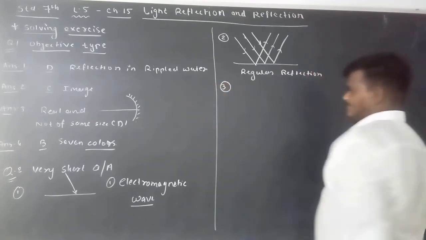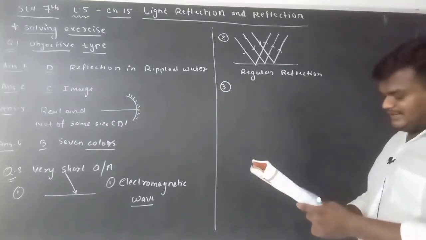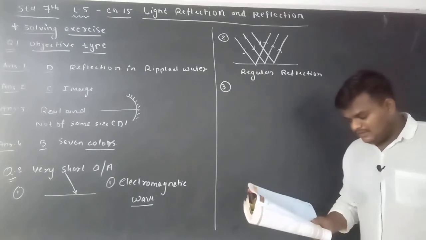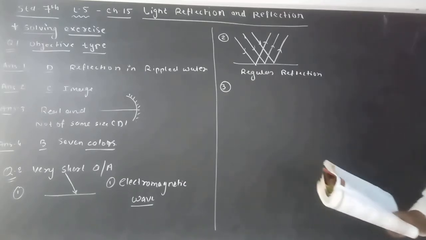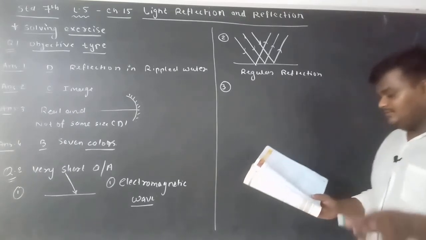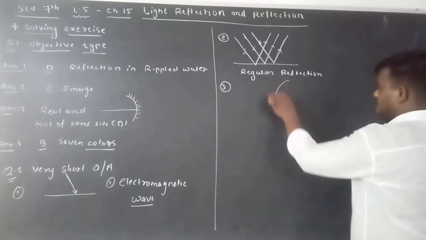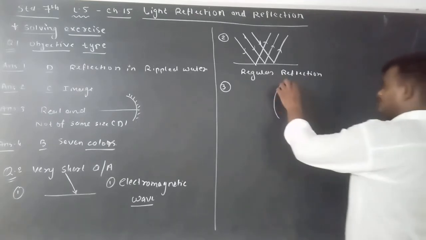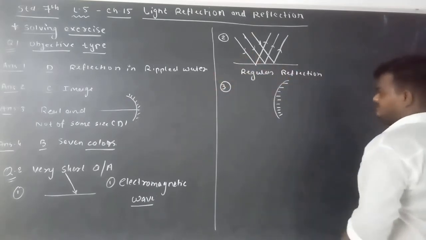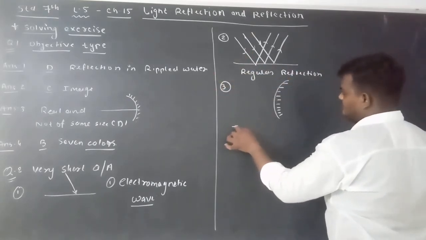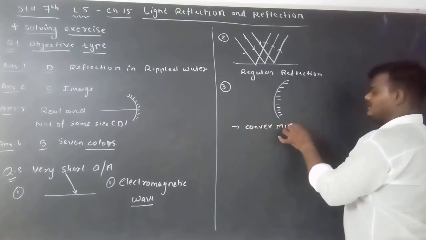Question number 3. What is given in question number 3? Let's try to find out. A mirror with an inwardly bulging reflecting surface. This type of mirror has an inwardly bulging surface. This type of mirror is known as a convex mirror.